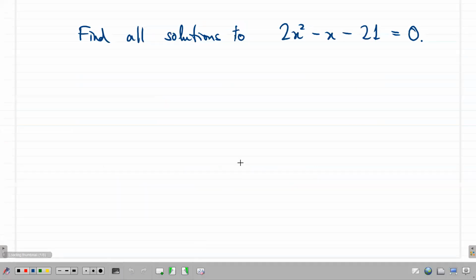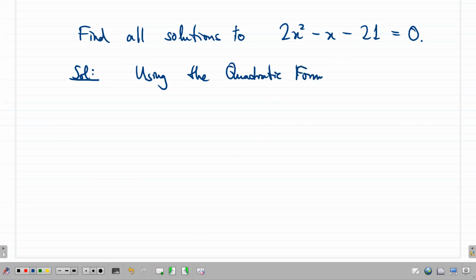Let's try out an exercise. Why don't we look at the following problem? I'll give you a particular quadratic equation. In this case, 2x squared minus x minus 21 equals 0. Can we find all of the solutions, all of the roots of this equation? Well, here I'd suggest using the quadratic formula. So using the quadratic formula, let me just remind you of it.